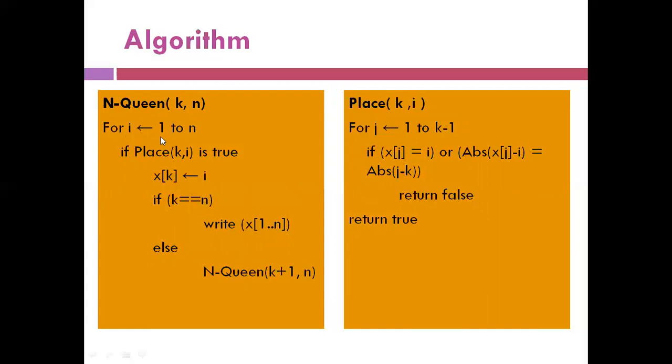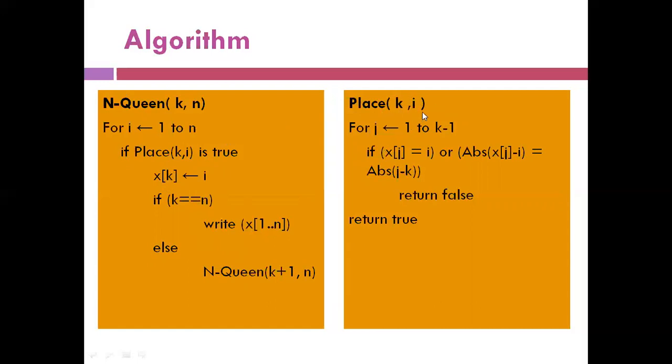There's a for loop which runs from 1 to n. Here the indexing is done with respect to 1 to n. If you start from 0 you can go up till n minus 1, but for convenience the for loop is from 1 to n. I've taken this algorithm from the book by Udit Agarwal, and I'm just trying to explain the algorithm. There's this place function inside the for loop, place k comma i. Only if this is true can you place the queen in that particular position.